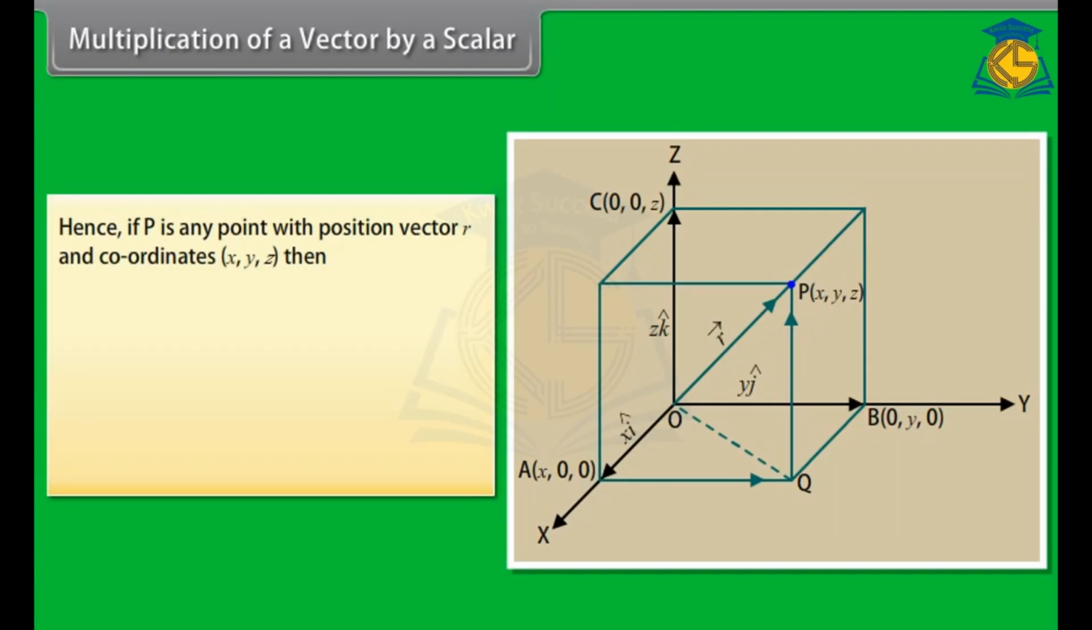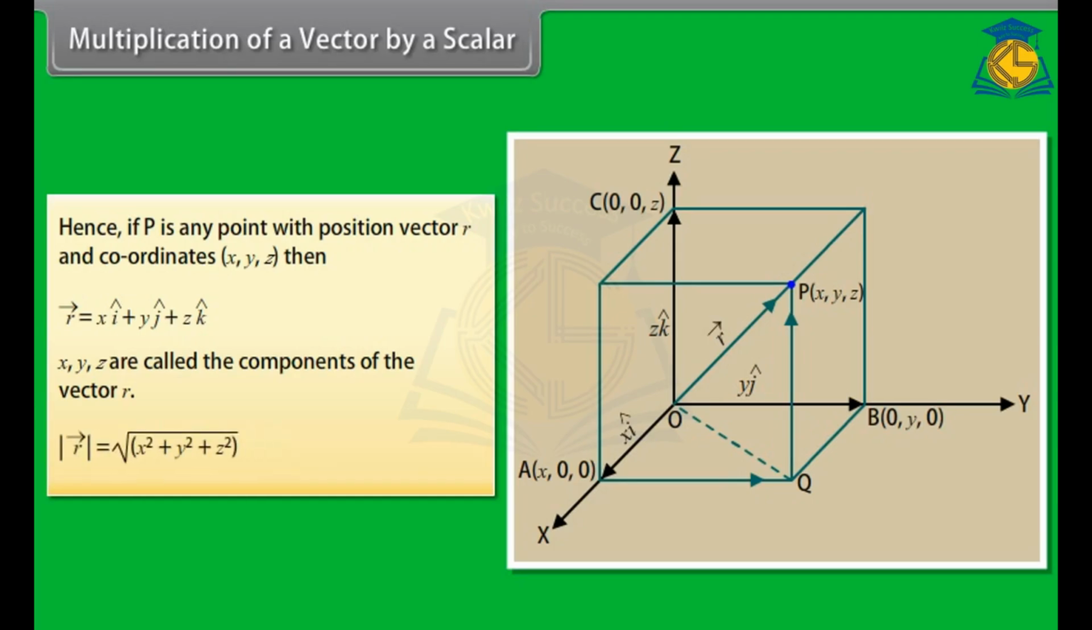Hence, if P is any point with position vector r and coordinates x, y, z, then vector r is equal to x cap i plus y cap j plus z cap k. x, y, z are called the components of the vector r. Mod of vector r is square root of x square plus y square plus z square.